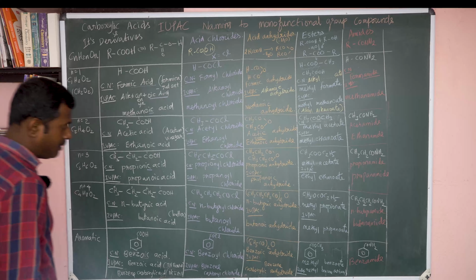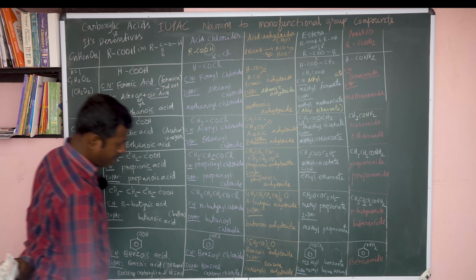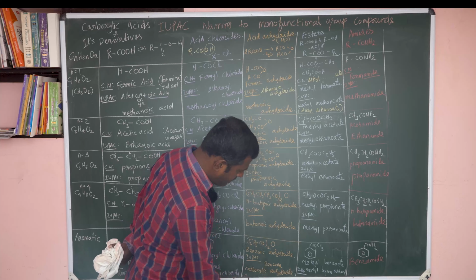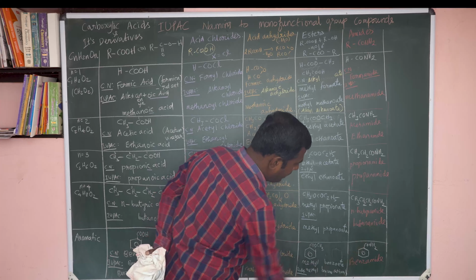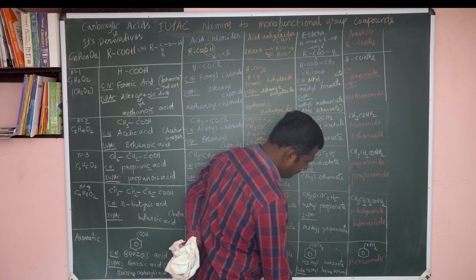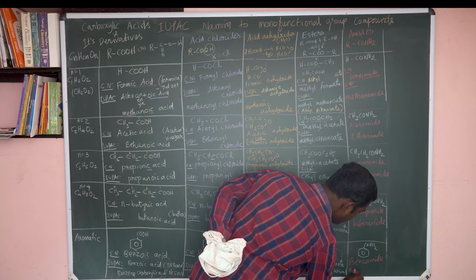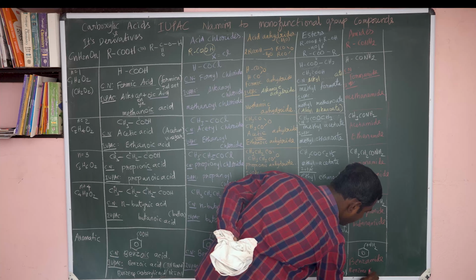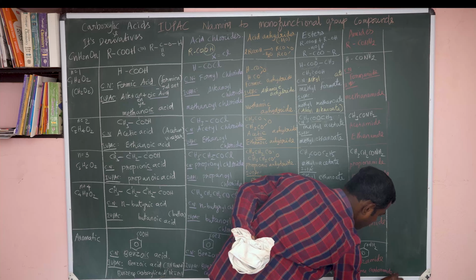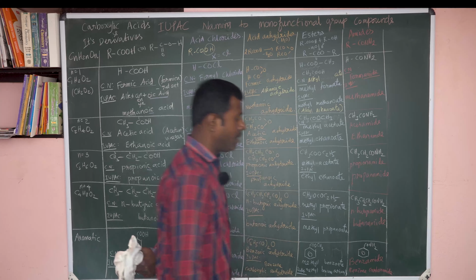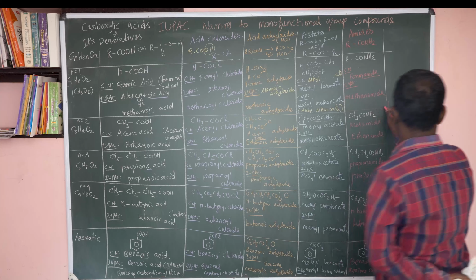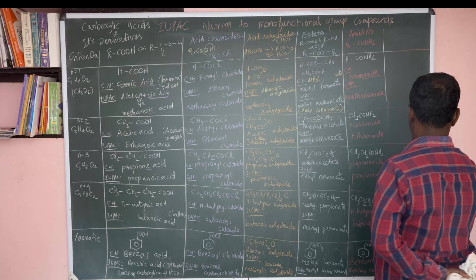And for benzamide: benzoic acid is benzene carboxylic acid. Benzoic chloride is benzene carbonyl chloride. Benzoic anhydride is benzene carboxylic anhydride. And the amide name is benzene carboxamide. Benzamide is the common name and benzene carboxamide is the IUPAC name. Okay, right.